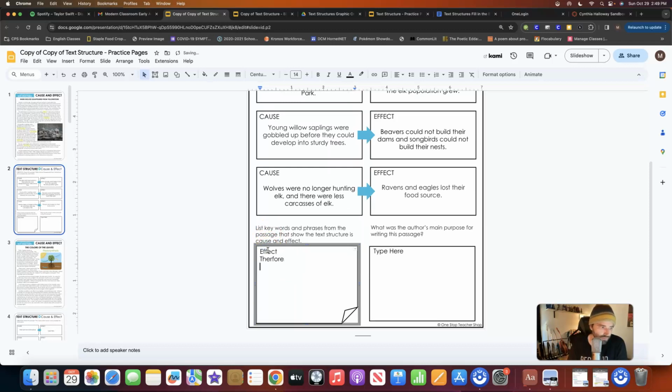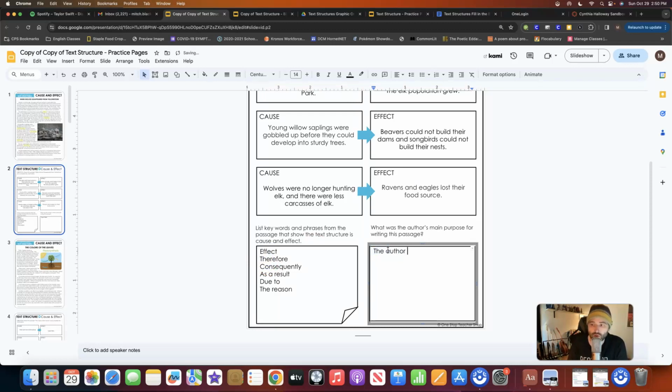Now, our signal words are the other ones that we highlighted, which were effect, therefore, consequently, as a result, due to, and the reason. Just think of the song: you found a reason for me. Anyway, and then here is our main idea, the reasoning the author had for writing this.